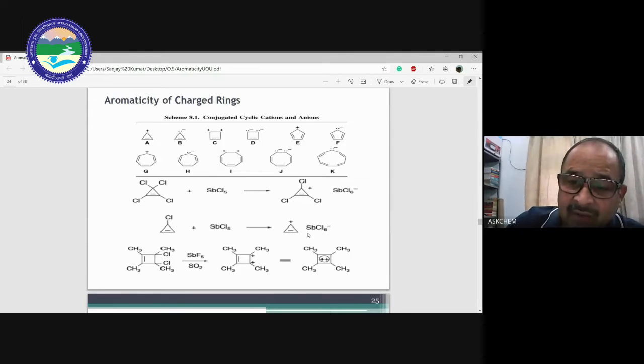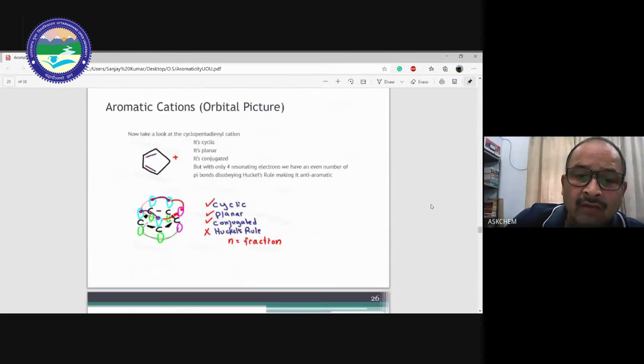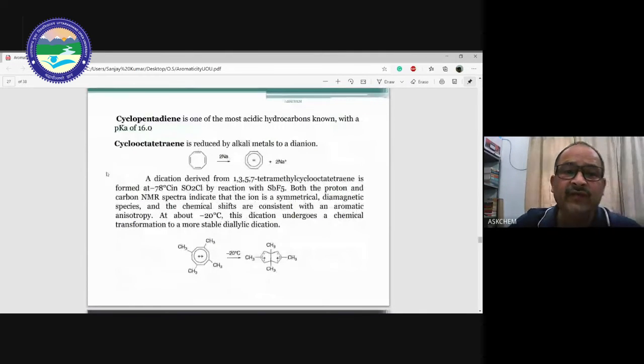Now the same reaction is there here. In the case of the cyclobutene dichloro derivative, here we get the dication. Dication means a 2 pi electron system, and it's aromatic, and this has been isolated. These two orbital diagrams we have already done. Now this is the case of the cyclopentadienide ion, which is one of the most acidic hydrocarbons known with a pKa of 16.